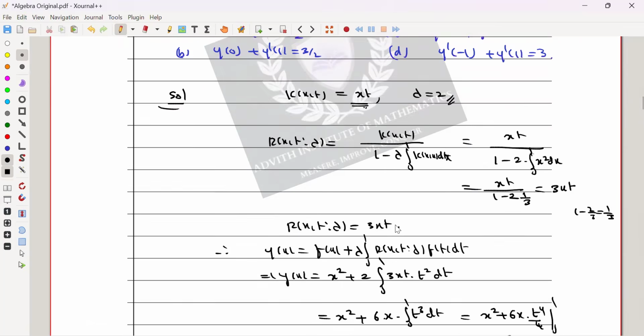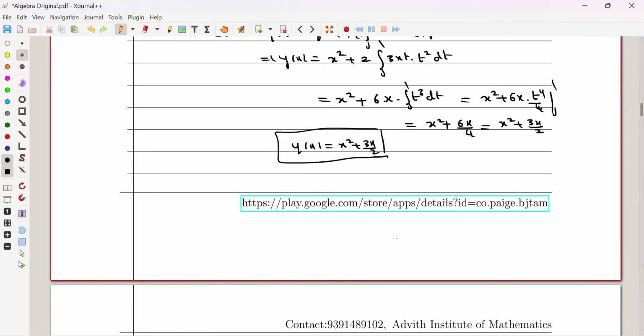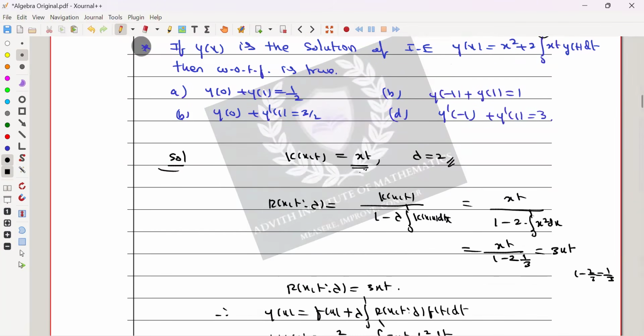Y of 0 plus y of 1, sir. Y of 0 plus y of 1, and substitute x equal to 0, then it is 0. Y of 1 is 1 plus 3 by 2, sir, which is 2 plus 3 by 2, that is 5 by 2, sir. So is it equal to 5 by 2? So it is wrong. So option A is not true.